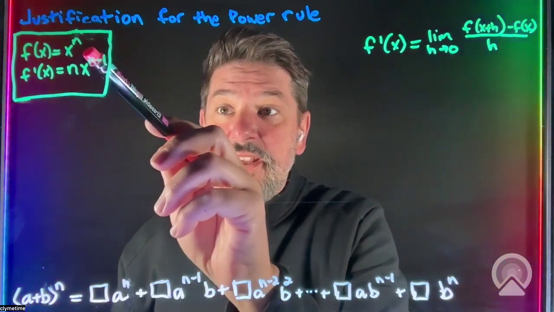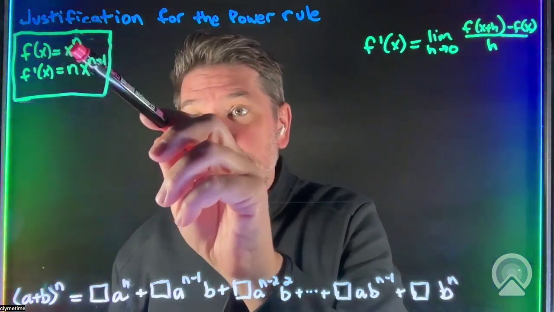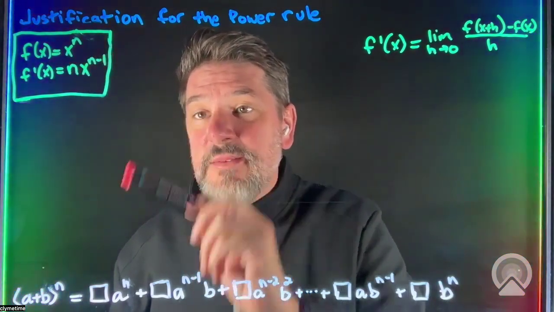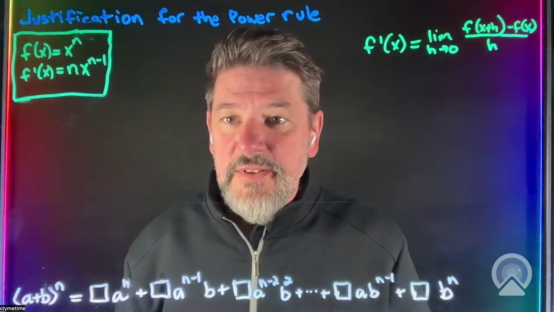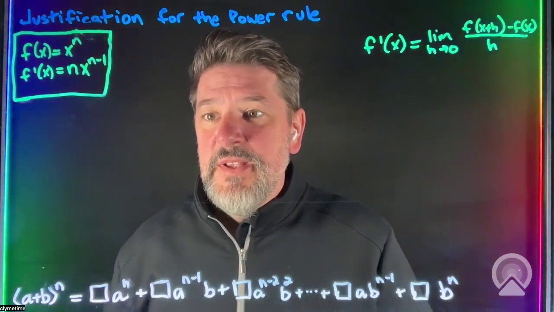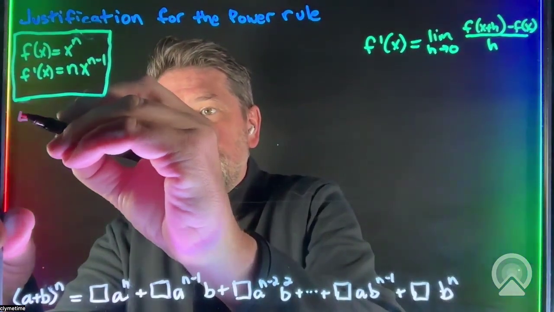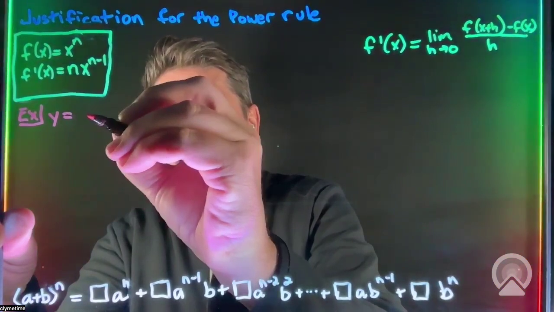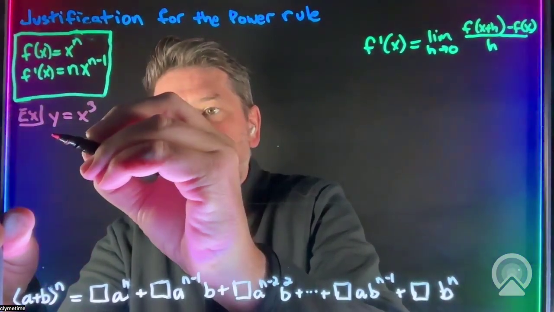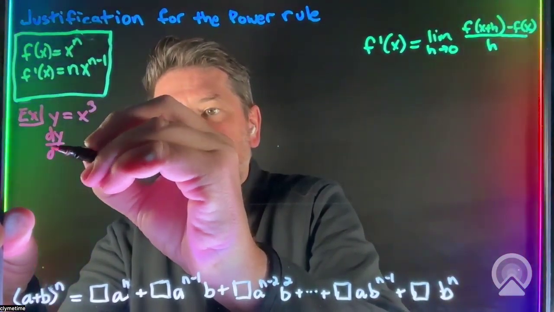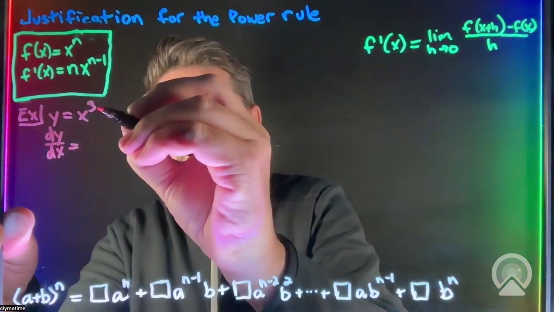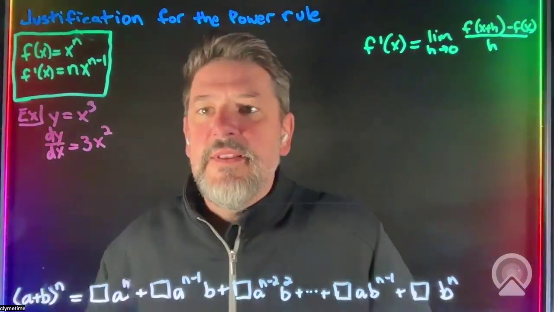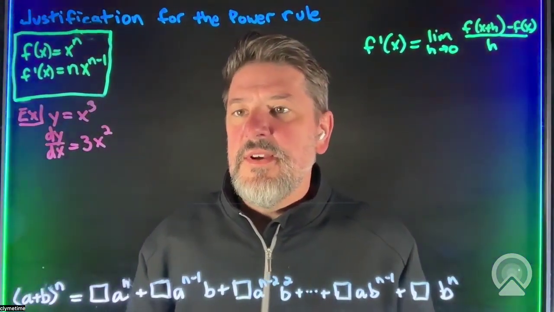If you have some function that is x raised to some power, we just take the power, move it to the front, and subtract 1 from the power. That's how you find the derivative using the power rule. If you want to look at a quick example, let's say we have y is equal to x cubed. So dy over dx, which is the derivative, is just going to be take 3, move it to the front, and subtract 1 from the power. That's it. The derivative is 3x squared.